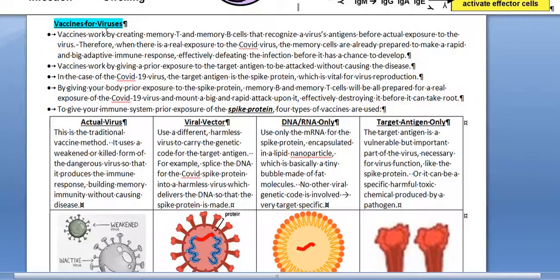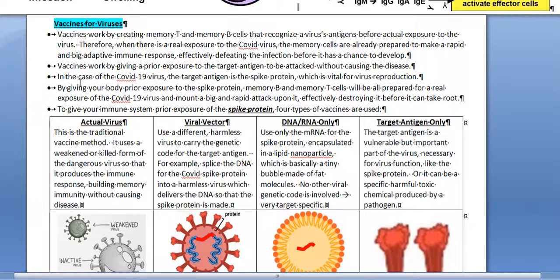Vaccines for viruses. Now, this is the meat of what I want to get to. I want to talk about the vaccines. Vaccines work by creating memory T and memory B cells that recognize the virus's antigens before actual exposure to the virus. Therefore, when there is a real exposure to the COVID virus, the memory cells are already prepared to make a rapid and big adaptive immune response, effectively defeating the infection before it has a chance to take root and develop. So vaccines work by giving a prior exposure to the target antigen to be attacked without causing the disease.